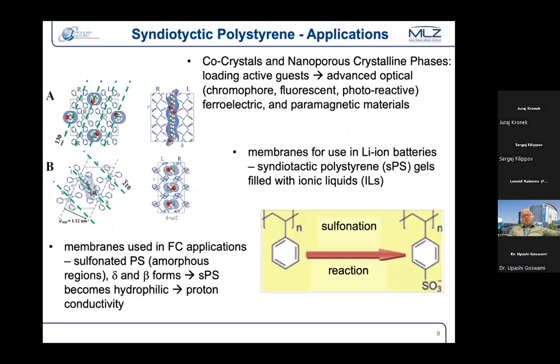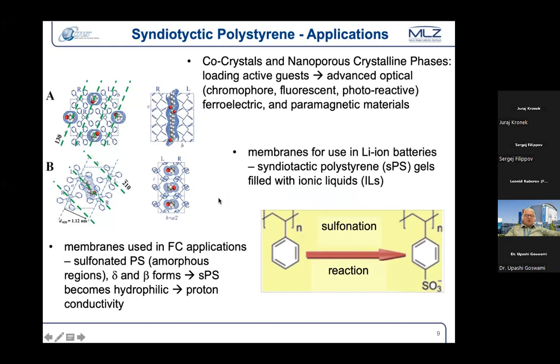So these properties are very important because, first of all, we can load this material with active guests so that we can obtain advanced optical materials: chromophore, fluorescent, photoresist, reactive. We can obtain ferroelectric and paramagnetic materials. Then this material can be useful for lithium-ion batteries when it is combined with ionic liquids.